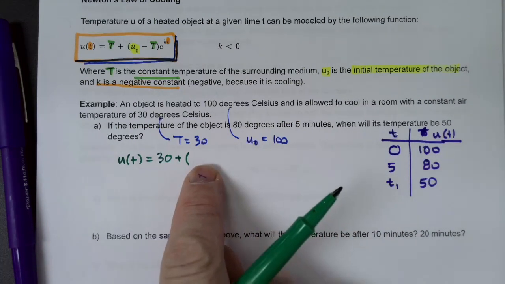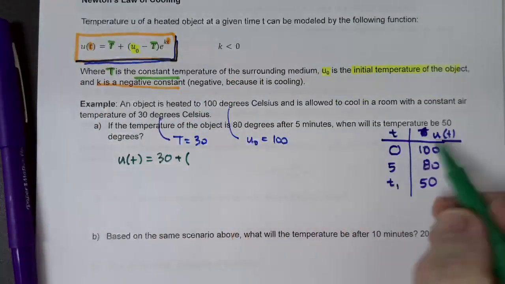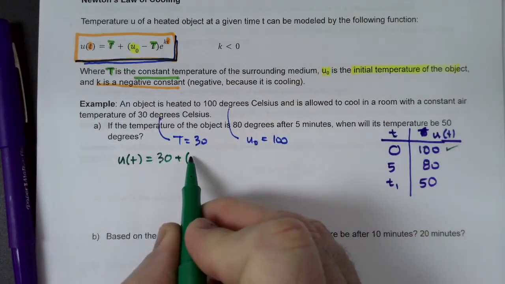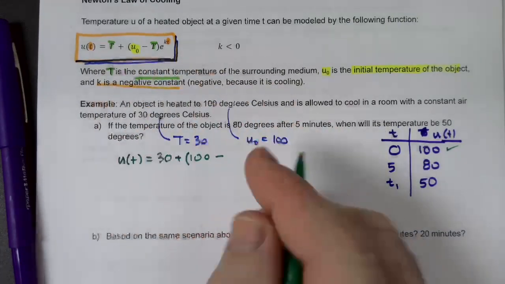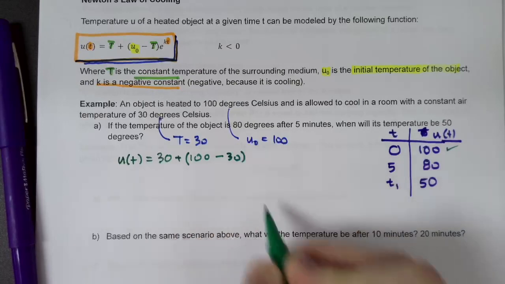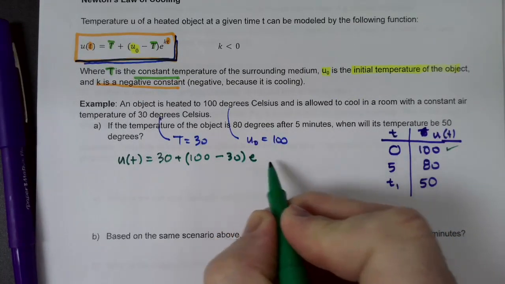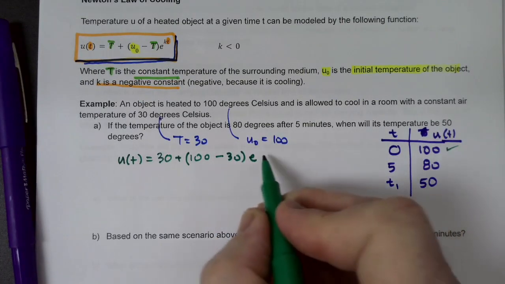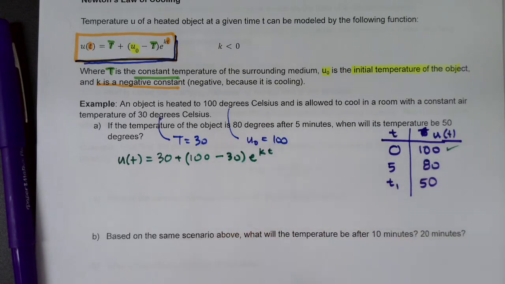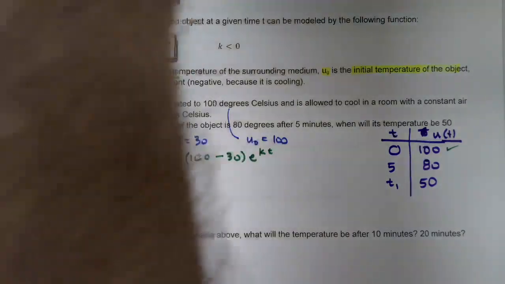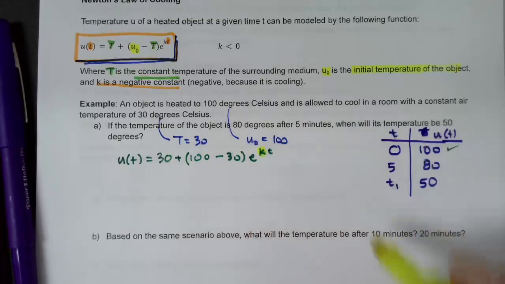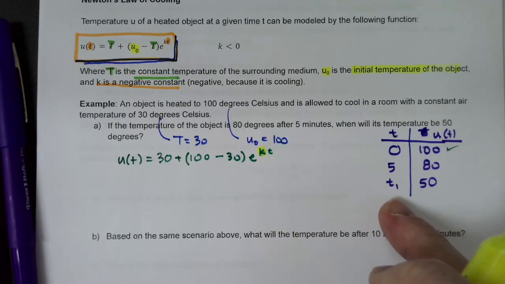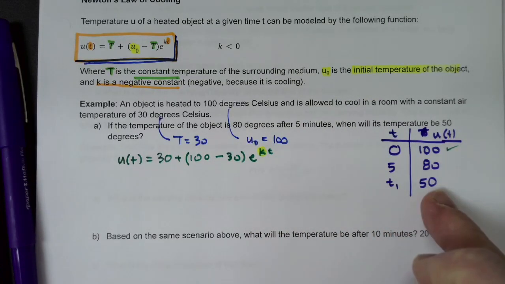So, this here, U sub 0, is this one right here. That's the 100 minus, in this case, the surrounding temperature, which is 30, times e, and we don't know what K is, to the kt. Okay. This variable here, we need to solve before we can get to this one here, this t, when the temperature is 50.